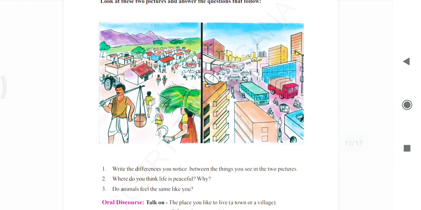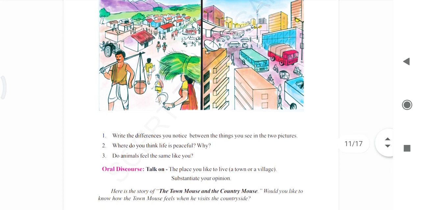Write the differences you notice between the things you see in the two pictures. You have to find out the difference between those two pictures. Next, second question: where do you think life is peaceful and why? For example, if you think life is peaceful in the village, you have to answer why you think life is peaceful in the village. And if you think life is peaceful in town, then you also have to answer why you think life is peaceful in the town.